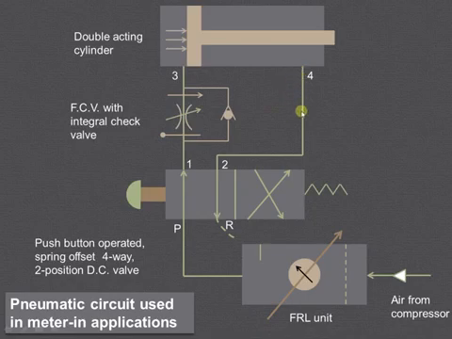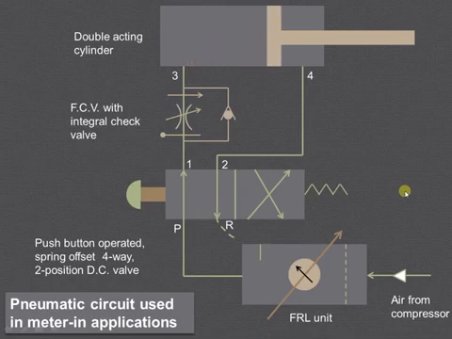The air from the other side can easily go from 4 to 2 and from 2 to R, that is nothing but the atmosphere. So this is the next position of the piston and piston rod.